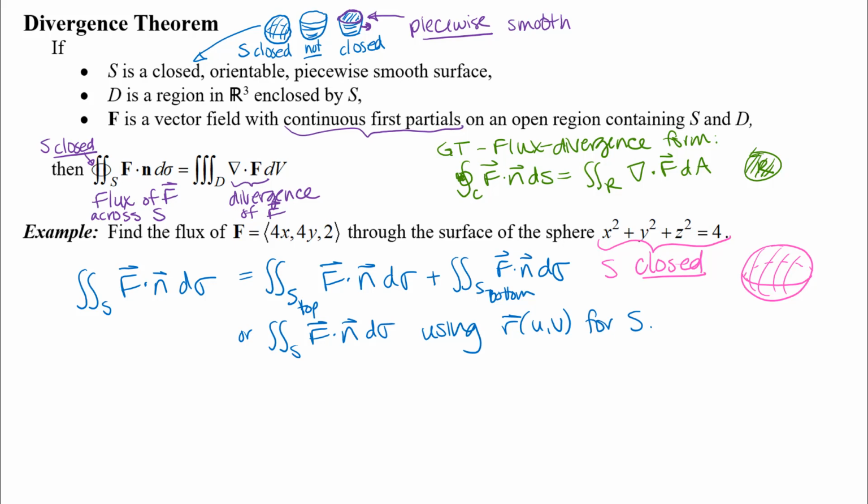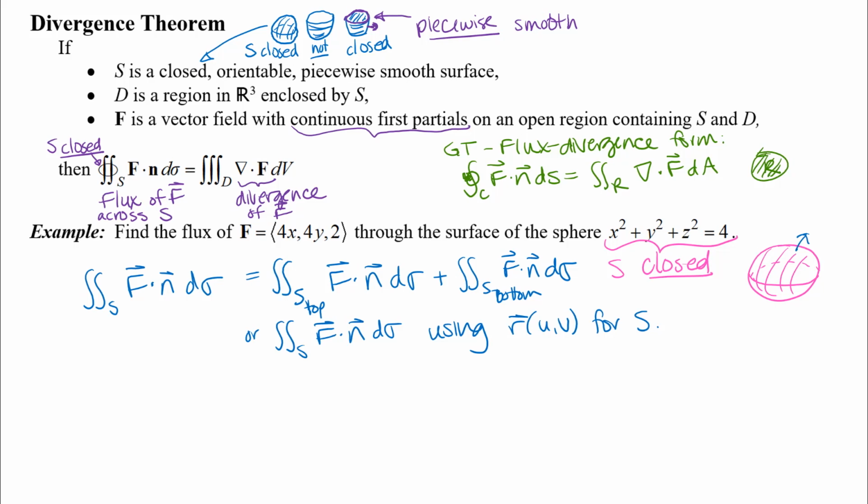S is closed. It is orientable. I can define a unit normal vector to that surface. And it is not only piecewise smooth, it is completely smooth. So the entire surface is smooth. D is the region in R3 enclosed by the S. So D would be the region inside my sphere, all inside there. My vector field, F, is just nice polynomials here, and so that has continuous first partial derivatives everywhere. So all of my conditions for divergence theorem are met.